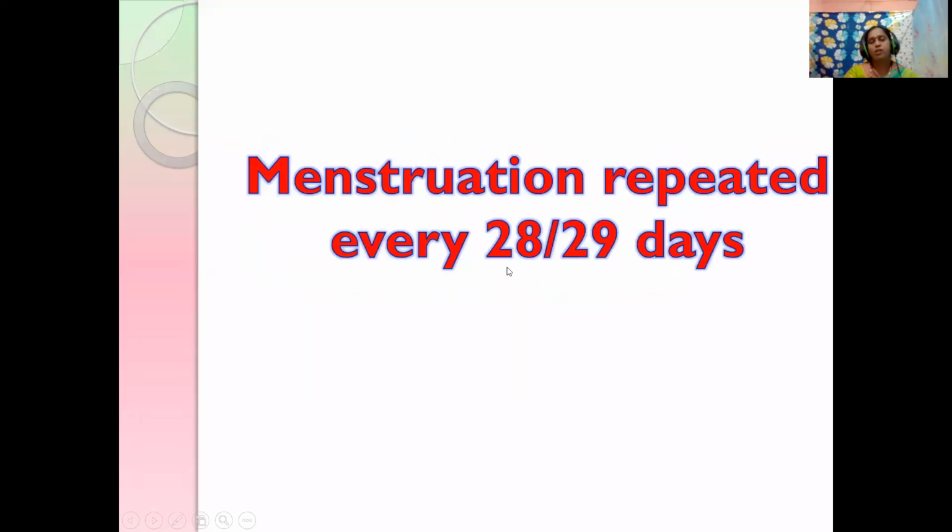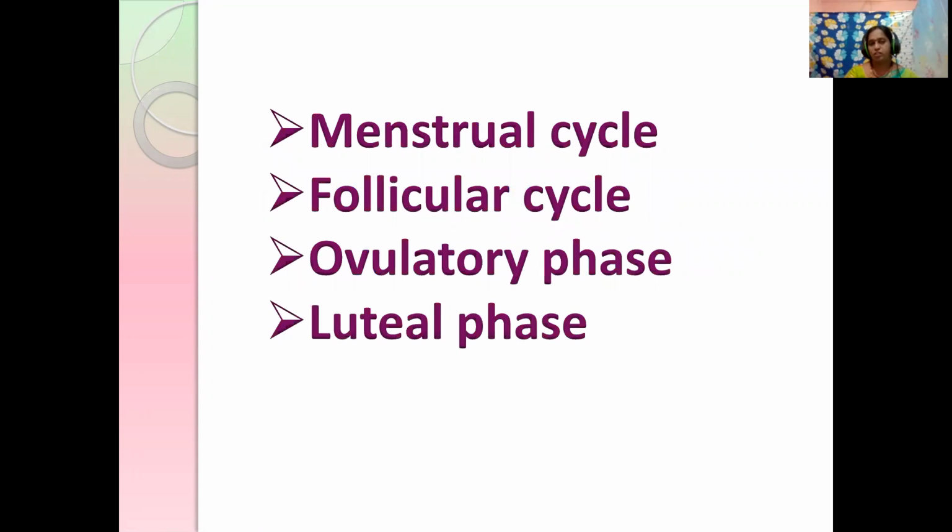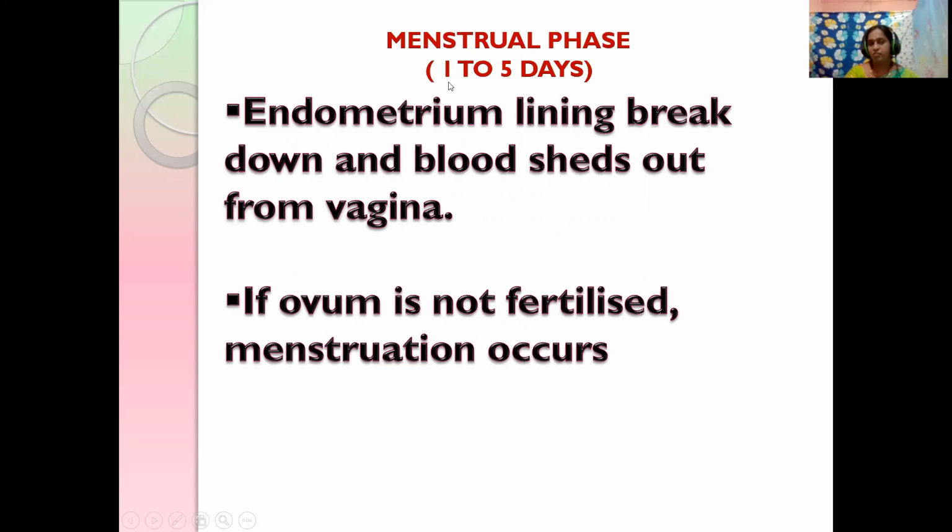Then when does menstruation occur? Menstruation occurs every month. That is, we can take an average of 28 or 29 days if it is a regular cycle. Yes, what are the events in the menstrual cycle? They are menstrual phase, follicular phase, ovulatory phase, and luteal phase. Menstruation is otherwise called bleeding. It may vary from 1 to 3 days or 1 to 5 days. Already I've said, students, that it is shedding of the endometrium out of the vagina. This happens if the ovum is not fertilized.